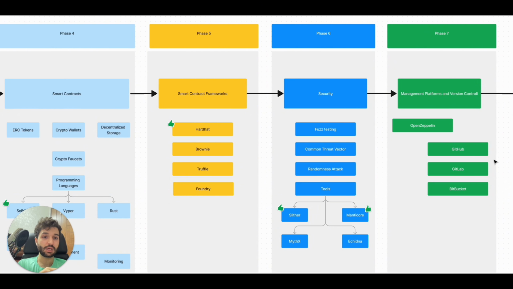Some of the tools that we can use here as version control are GitHub, GitLab, and Bitbucket. Also, my suggestion here is GitHub. You can start with GitHub, and after that you can learn any other that you want.